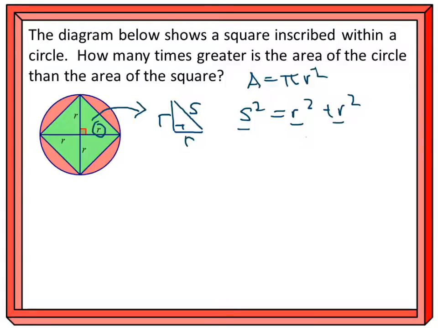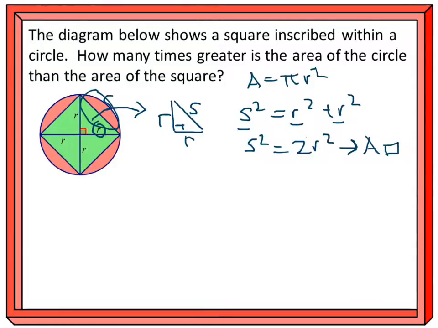Okay, now just simplifying these, I have 2 of these r squareds on the right side, so s squared is equal to 2r squared. And now I'm going to stop right there because s squared, if this is the side length of the square right here, that's the area of the square, right? So this is the area of the square.